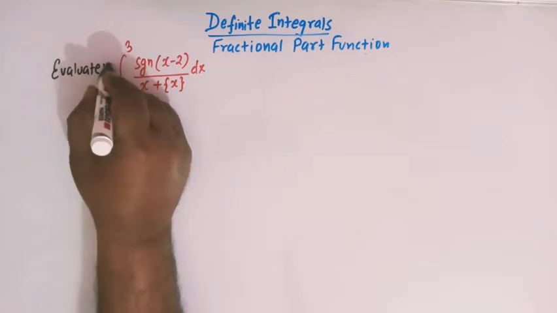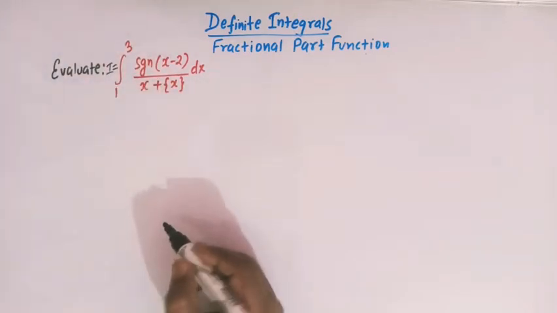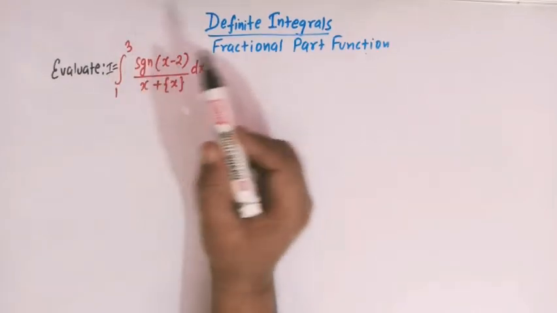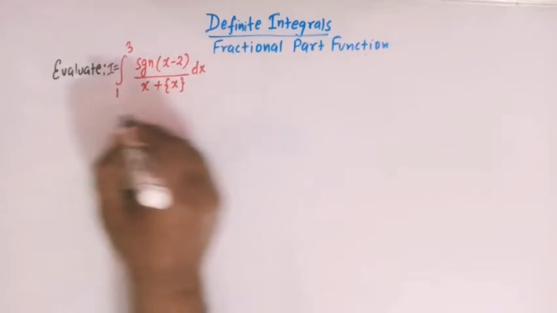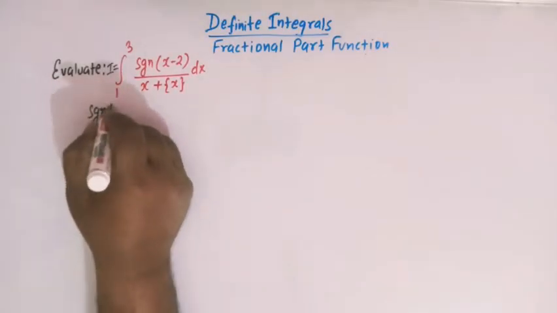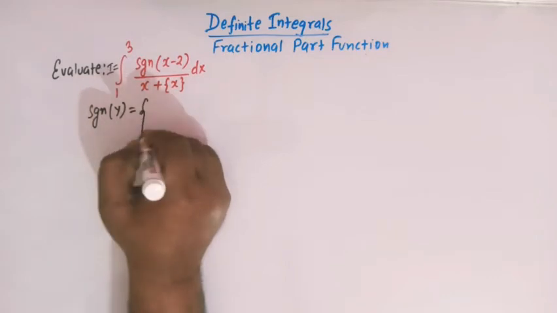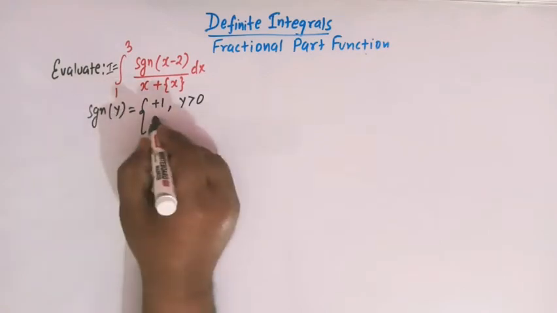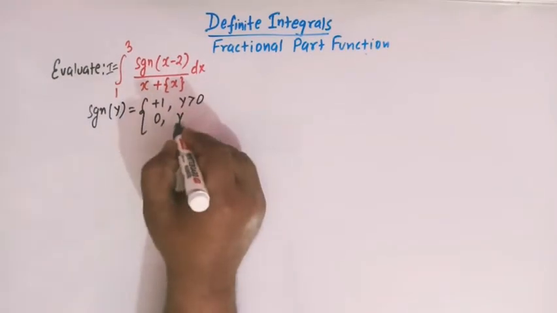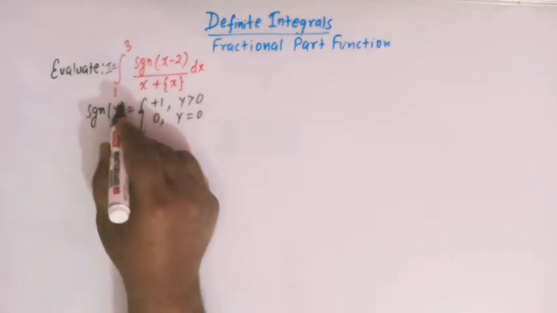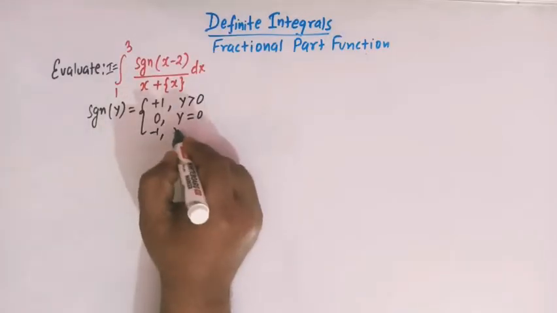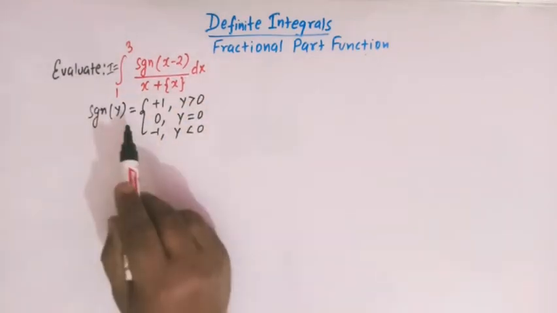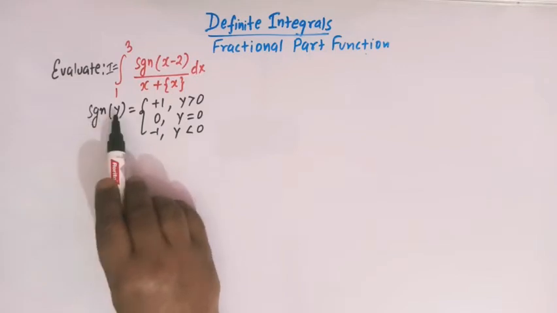Now let us first call this integral as I. Before proceeding further, let us first take the definition of signum function. Now we know that signum of y is equal to plus 1 whenever y is greater than 0, and signum of y is equal to 0 whenever y is equal to 0, and signum of y is equal to minus 1 whenever y is less than 0. So this is the basic definition of signum function.